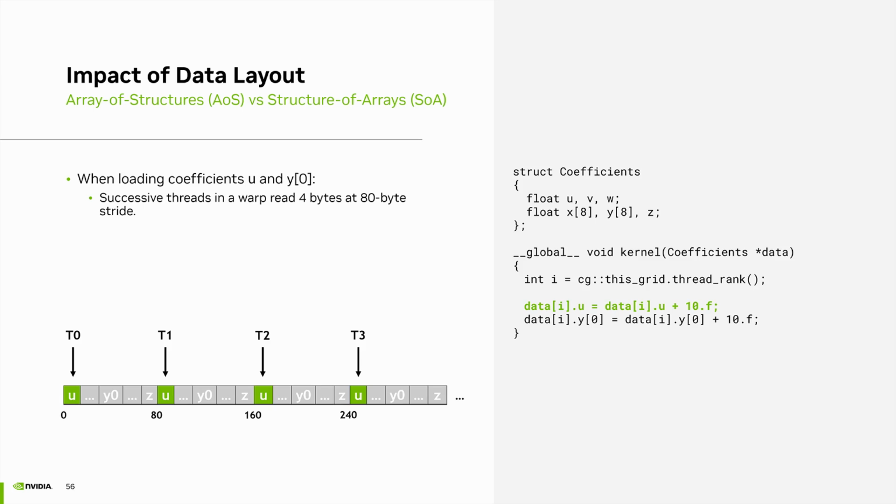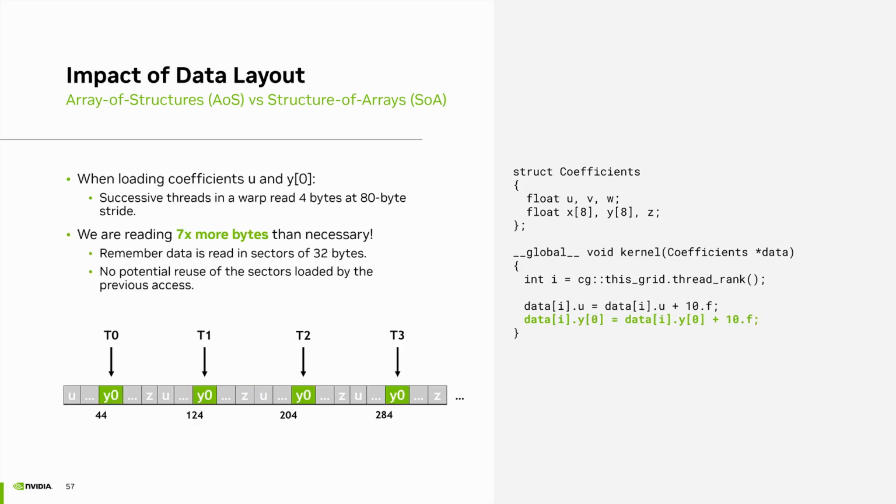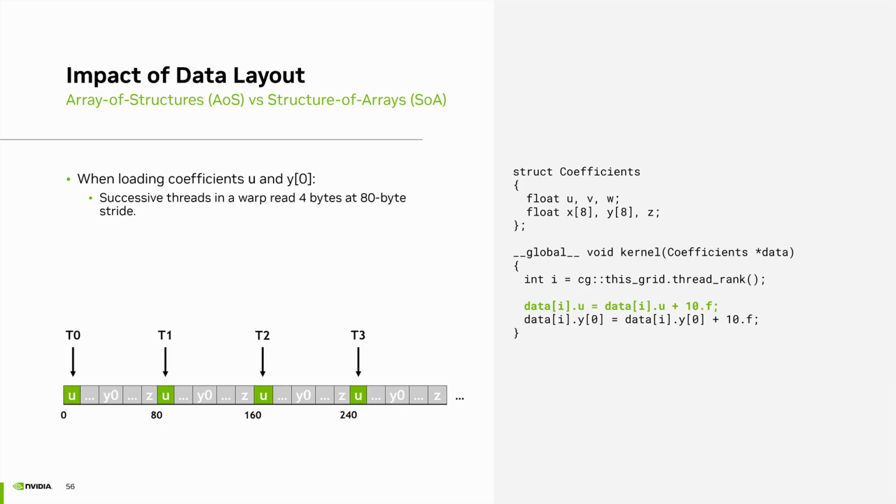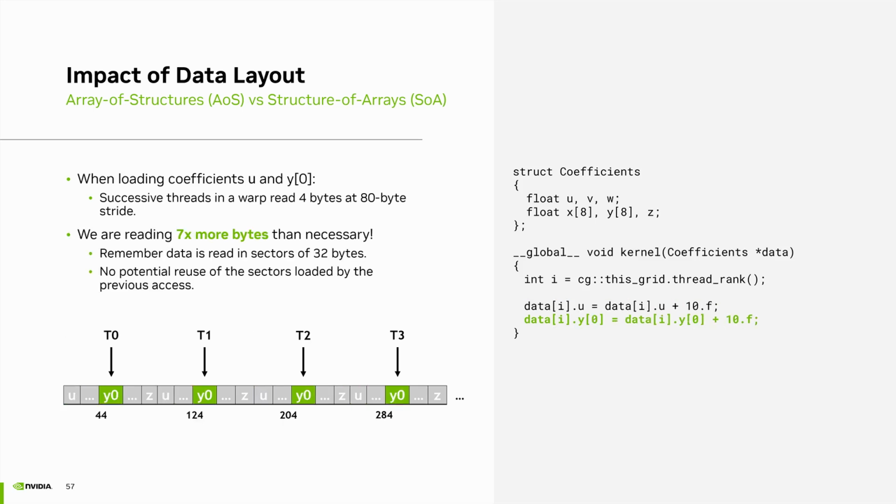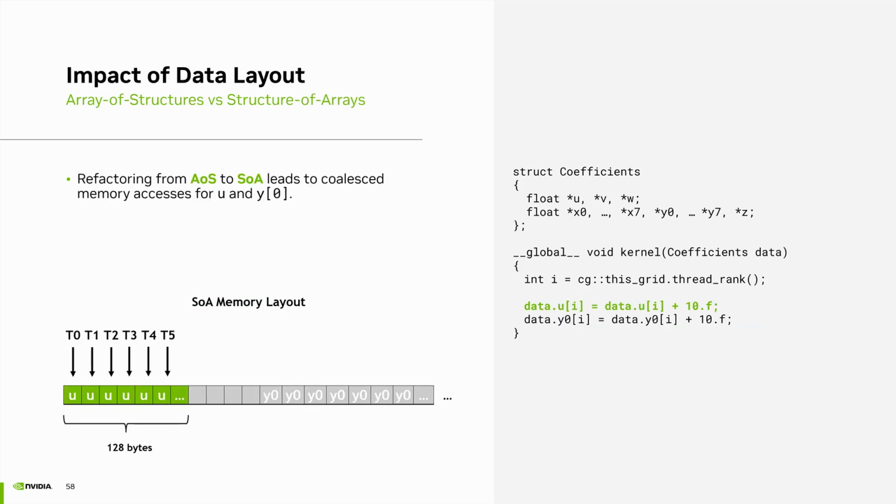Each thread in our warp is accessing a different sector. So here we are accessing U, and then we are accessing Y of 0, and in this particular case, we are not even reusing the extra data we brought in when we brought in U. So this is awful. We are actually transferring seven times more bytes than we should be. But if we switch to a structure of arrays approach, we solve our problems.